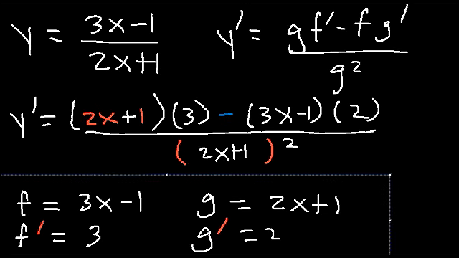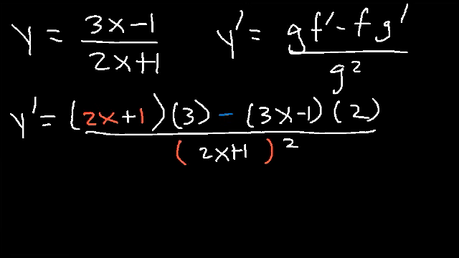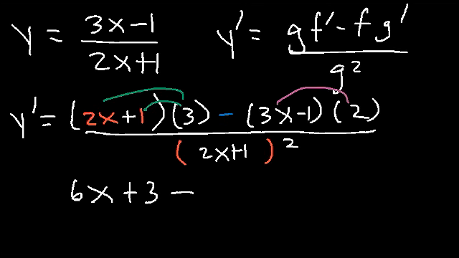So let's go ahead and distribute the terms in the numerator. So let's multiply 3 times 2x and 3 times 1. 3 times 2x is 6x. 3 times 1 is 3. Minus 2 times 3x is 6x, but let's not forget about the negative sign. So it's negative 6x. 2 times negative 1 is negative 2 with the negative sign. So it's going to be plus 2.